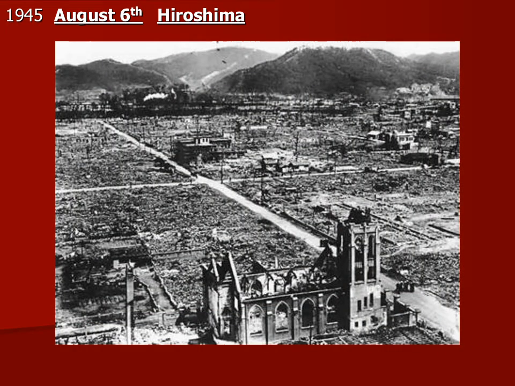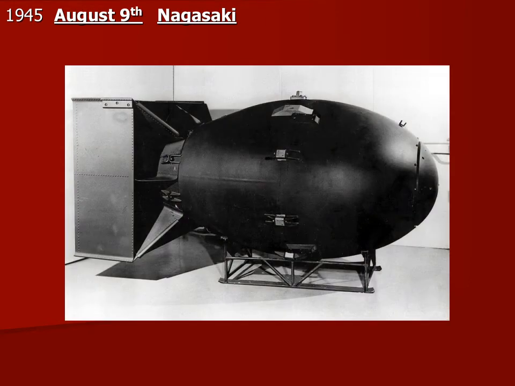So, as you can see from the devastation, you would think they would have surrendered, but they don't. So on August the 9th, 1945, they drop a second atomic bomb on Nagasaki. And this happens to be Fat Man right here. Little Boy was the first one. Fat Man's the second one. I believe this one is the plutonium bomb.